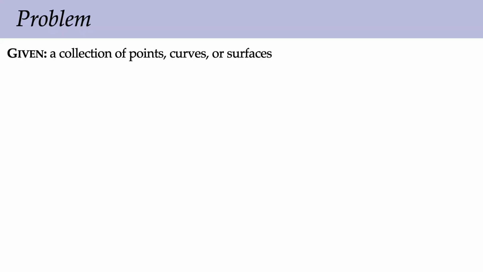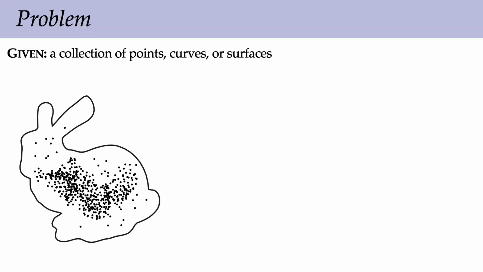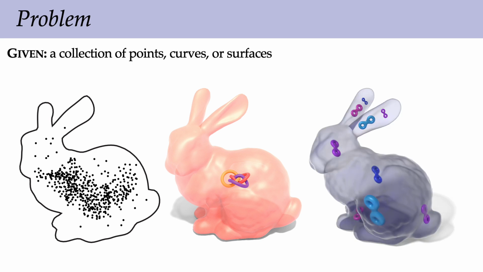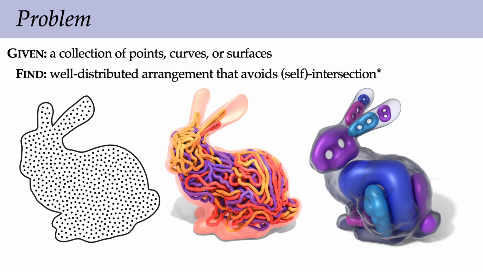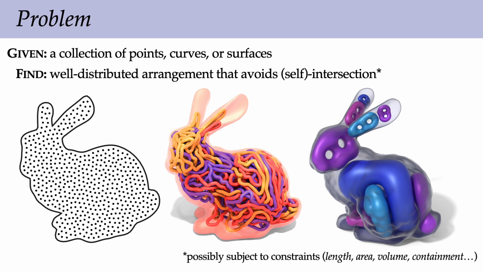So the basic problem is that we're given some geometry, a collection of points or curves or surfaces, and we'd like to find a nice, well-distributed arrangement of this geometry in space that avoids any self-intersections, possibly subject to constraints on things like length or area, or in this case, the geometry has to be confined to this bunny shape. And so we're going to talk about how to formulate this problem mathematically, how to solve it computationally, and also how that opens the door to a bunch of new applications.